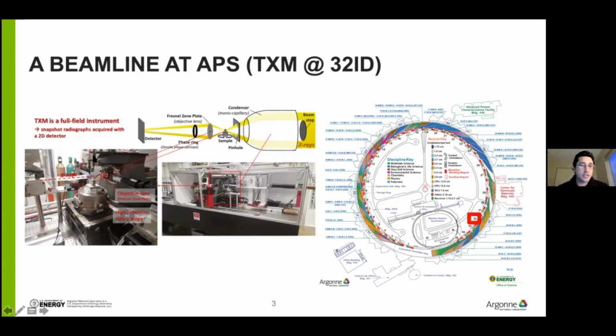Here on the left, what you're seeing is one of the experimental setups in a beam line, which is actually a transmission X-ray microscopy beam line at 32 ID. It is specifically located in this sector and in this location. And this beamline basically performs tomography experiments, specifically micro CT experiments. And it can actually generate 10 gigabit per second data while the experiment is collecting data.